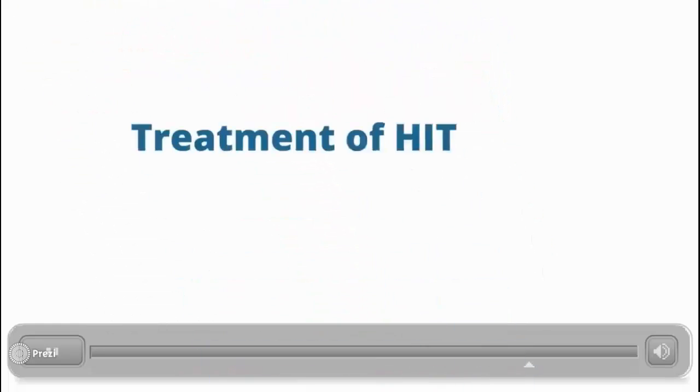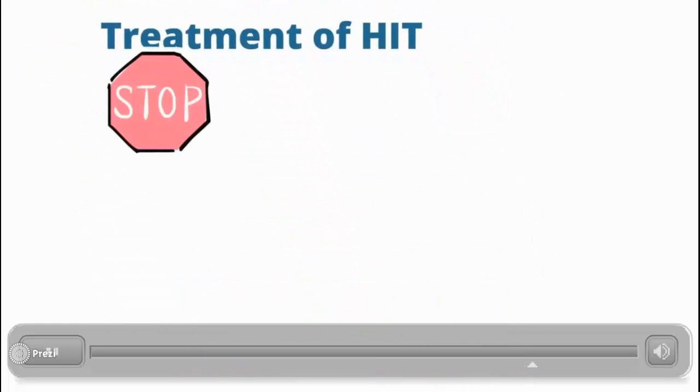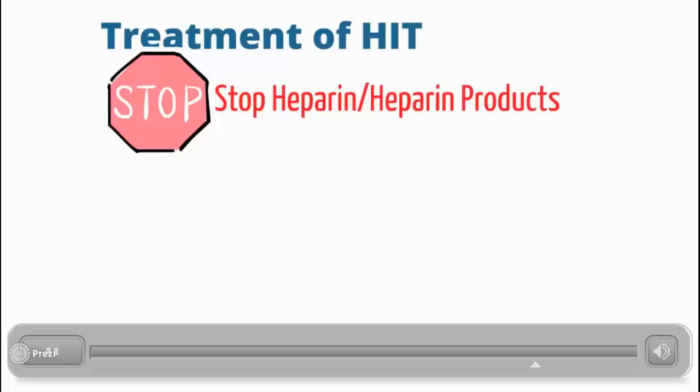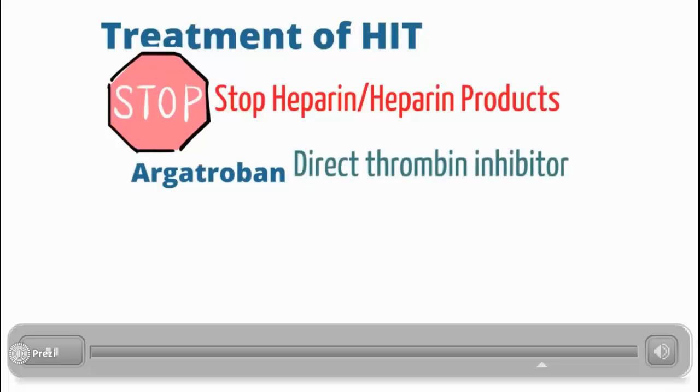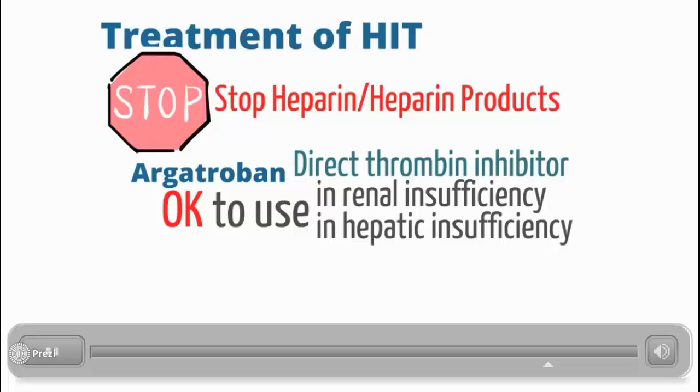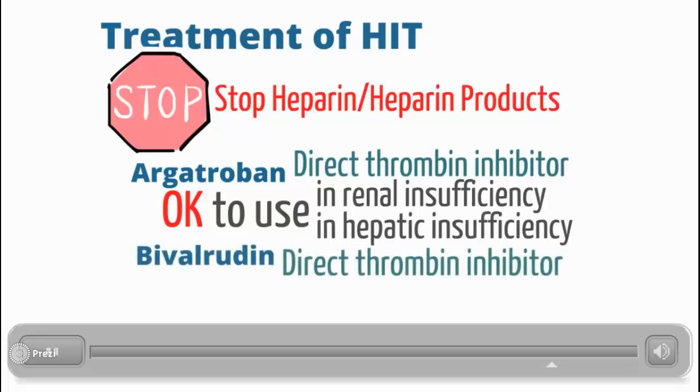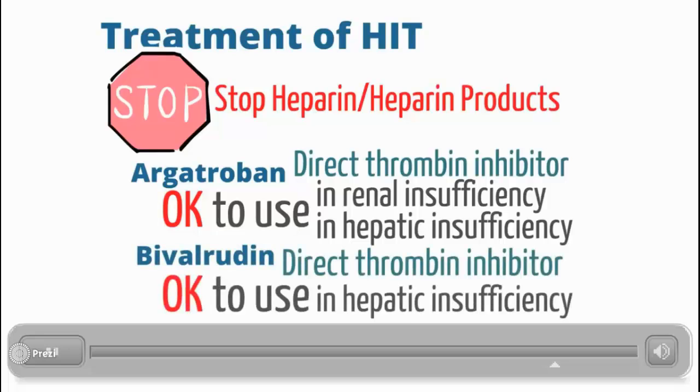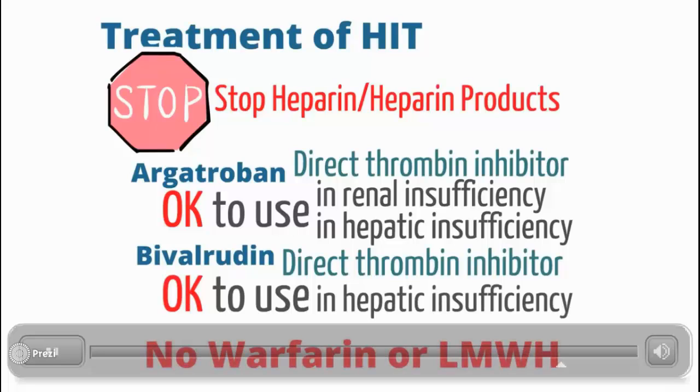If you suspect a patient has HIT, stop all heparin injections and products. Keep in mind, certain devices may be lined with heparin, so just stopping their injections for DVT prophylaxis may not be enough. Given these patients are hypercoagulable, they need to be started on a direct thrombin inhibitor, like argatroban or bivalirudin. Argatroban has the ability of being able to be used in renal insufficiency and hepatic insufficiency, while bivalirudin generally can be used in hepatic insufficiency.